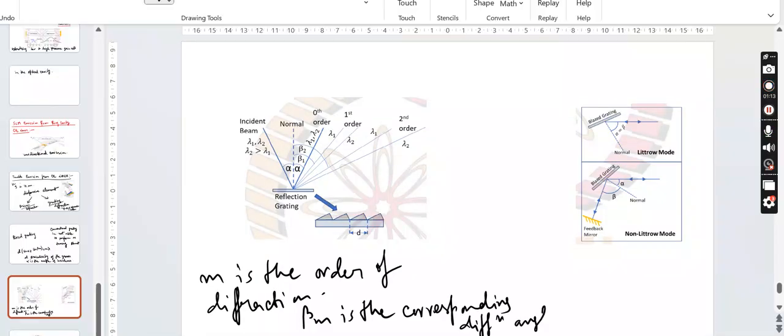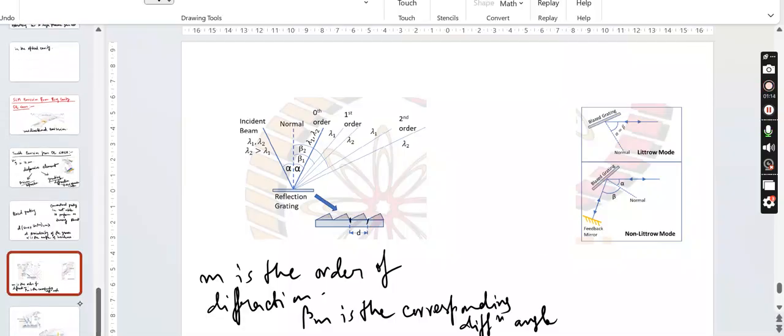And you can see that at zeroth order, if the incident beam is comprised of lambda 1 and lambda 2, at zeroth order they don't get separated. They are separated in the first order, then they are separated further in the second order, like lambda 1 second order, lambda 2 second order is much more separated. And this length is called d. So we need a glazed grating. So this is the glazed grating for ideal laser tuning element.